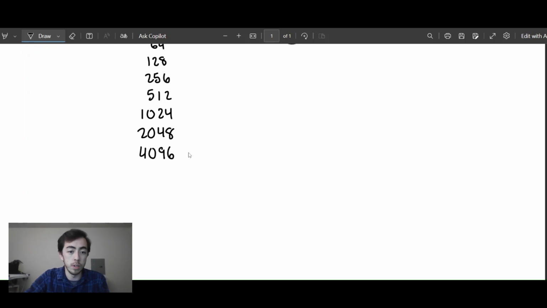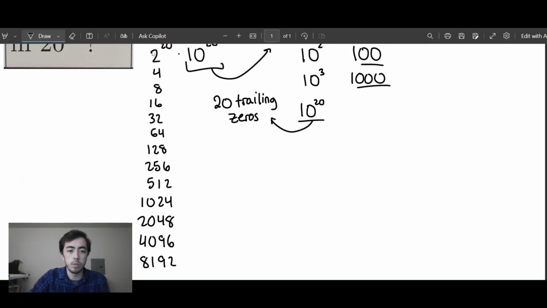I can double 2048. Here's where it gets a little bit dicey. How many 2s do I have so far? I have 1, 2, 3, 4, 5, 6, 7, 8, 9, 10, 11, 12.